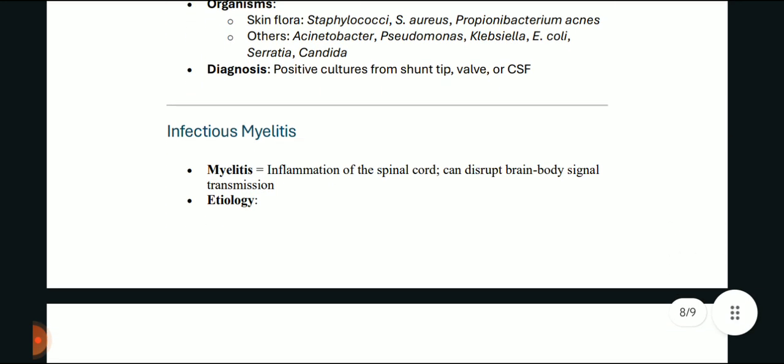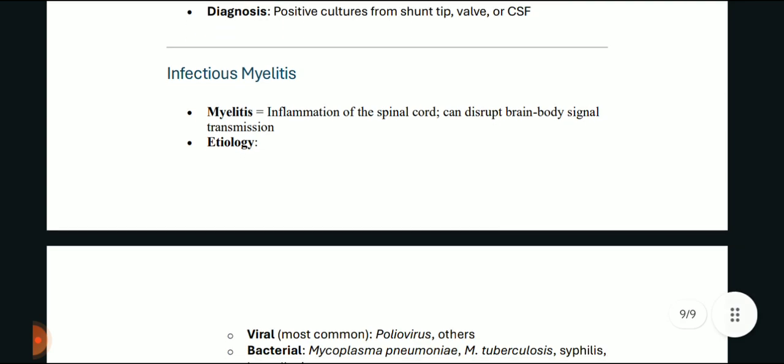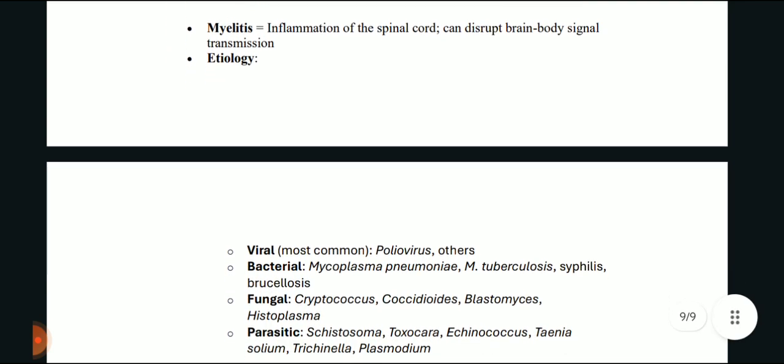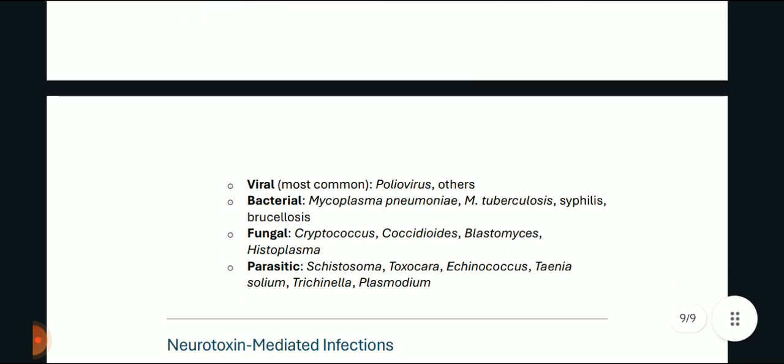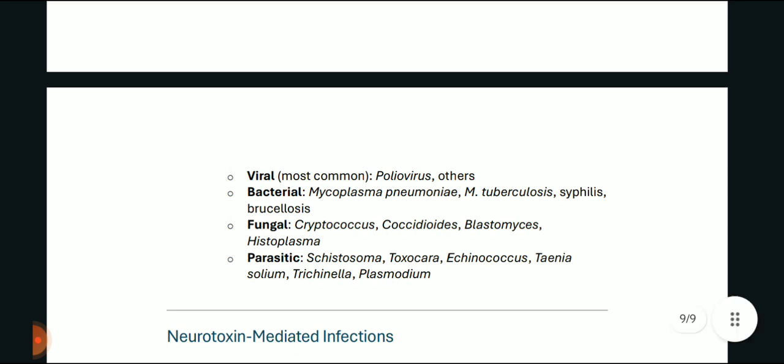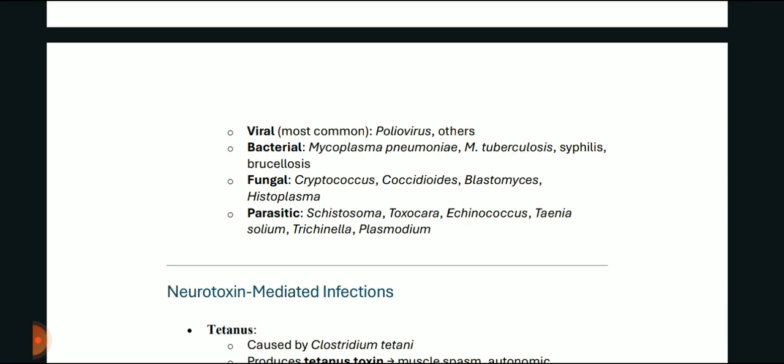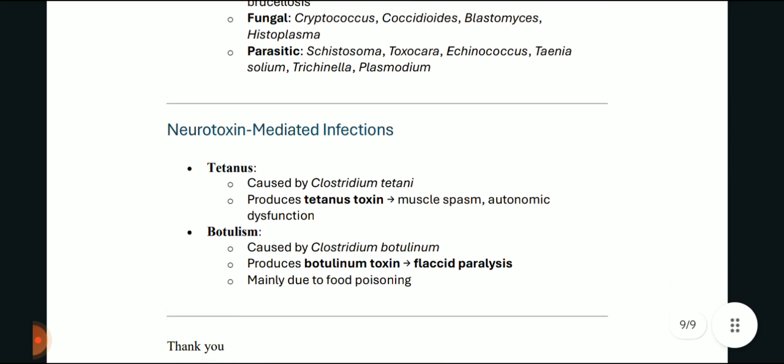Now, there is something called infectious myelitis. Myelitis is the inflammation of the spinal cord. This can disrupt brain-body signal transmission. Etiology: the most common agents are viral, like poliovirus and others. We know poliovirus causes lower motor neuron palsy, and there can be bacterial causes like Mycoplasma pneumoniae, Mycobacterium tuberculosis, syphilis, and brucellosis. Fungal causes like Cryptococcus, Coccidioides, Blastomyces, and Histoplasma. There can be parasitic causes like Schistosoma, Toxocara, Echinococcus, Taenia solium, Trichinella, and Plasmodium.